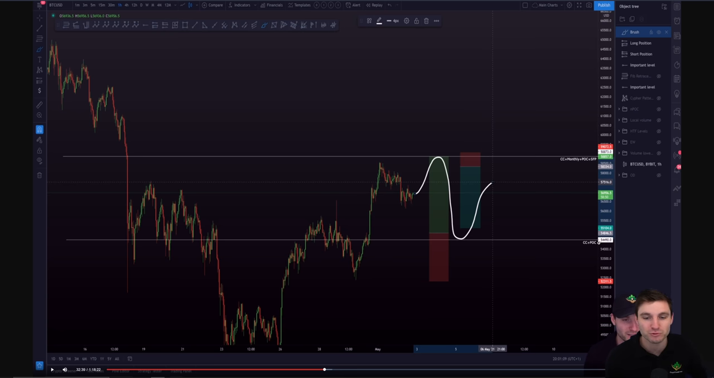What's going to happen when we breach $55,000? Let's get everybody scared. Let's get everybody fearful. Let's get the bear trap. Let's buy it up. And we go straight back up.